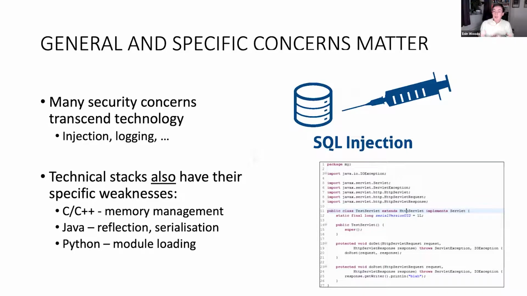C and C++ have major security weaknesses in their memory management. Java's got reflection and serialization, both of which are big possible security concerns. Python's got module loading, again, a big possible security concern, and there's a bit of overlap between those actually. So this principle is just not to focus on either just your technical stack minutiae or the generalities. Unfortunately, we need to consider both of them.